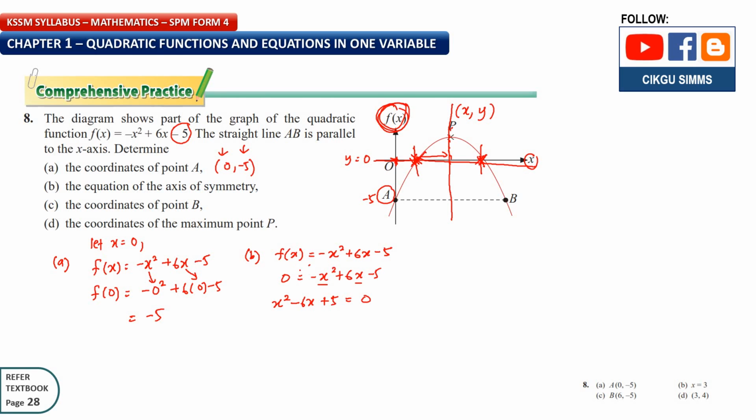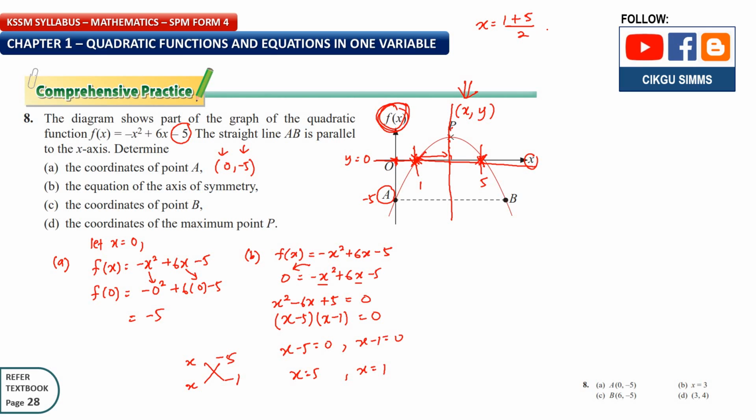I move it to that side, and then I do a factorization, 5, 1, negative, negative, okay. And then your x is 5, another x is 1. So this x is 1, this x is 5. So the middle x, I'm finding this value. The middle x would be 1 plus 5 divided by 2. So 6 divided by 2 will be 3. So my x here is 3.